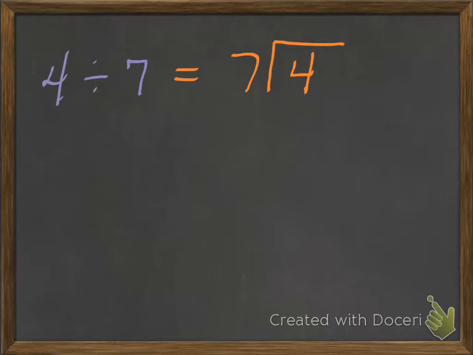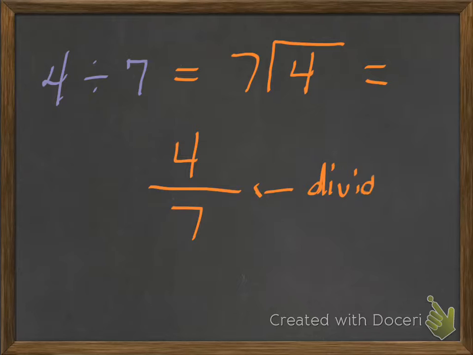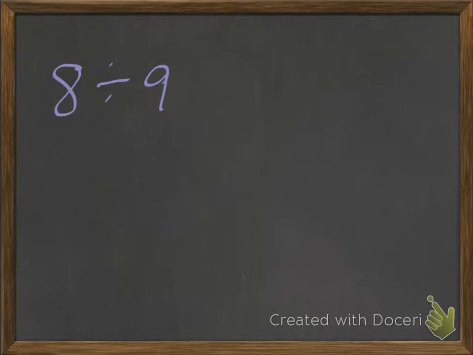There we go. Now I'm going to write a fraction of that. 4 divided by 7. If you think of this line as being divided by, that will really help. Okay, 4 is being divided by 7. Try one more. 8 divided by 9.